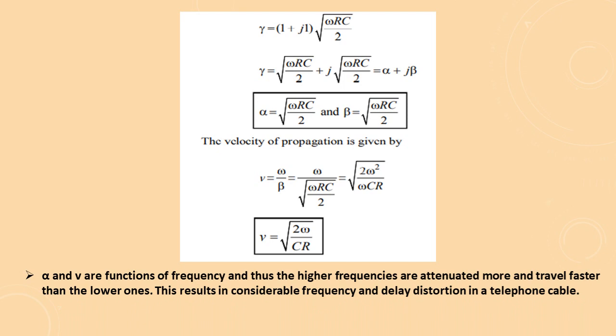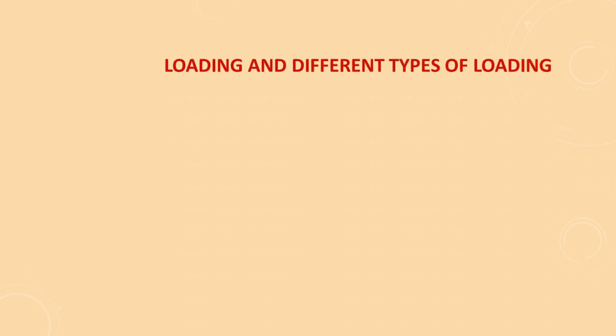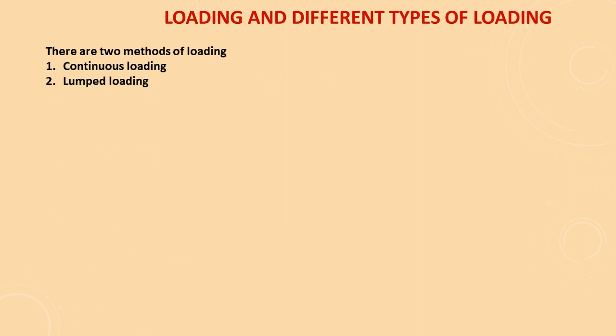So alpha and v are functions of frequency, and thus the higher frequencies are attenuated more and travel faster than the lower ones. This results in considerable frequency and delay distortion in a telephonic cable. Now coming to the loading part. There are two types of loading: continuous loading and lumped loading.